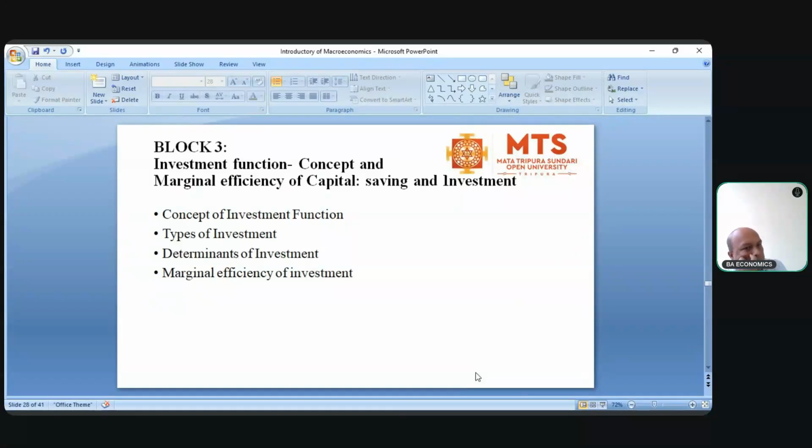In block 3, unit 2 discusses the investment function, basically the concept and the marginal efficiency of capital. Those things will be discussed here. In this chapter I will discuss what is meant by the investment function, what the various types of investments are, what various factors affect investment in any society, and what is meant by marginal efficiency of investment.